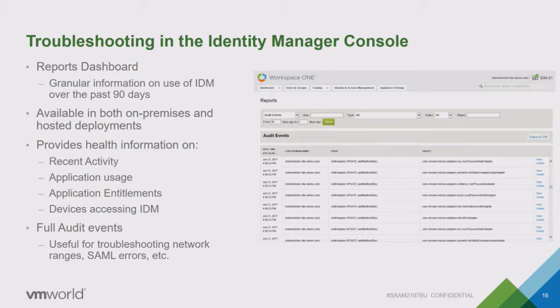Now, what it does is it provides you health information around application usage, users inside of the environment, application entitlements, the devices that are going in and accessing Identity Manager and making connections out to platforms like AirWatch, and also gives you full audit events for things like SAML error connections, user authentication failures, admin authentication failures, and potentially issues that come about when someone is trying to access it and you haven't got the correct policy set up inside of the console. So what we can do is actually go show you how this is.